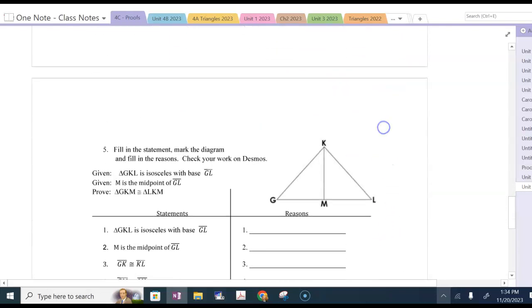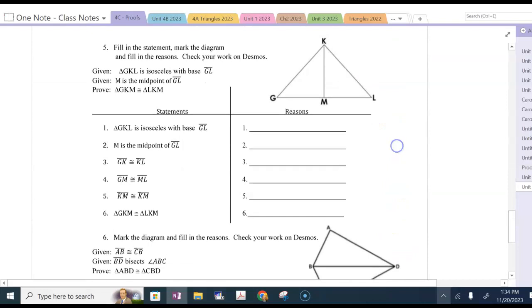The next example we did in class was related to an isosceles triangle. So we're told that triangle GKL is an isosceles triangle. I wrote that in step 1. That is given. The second given was M is the midpoint. So that is given.